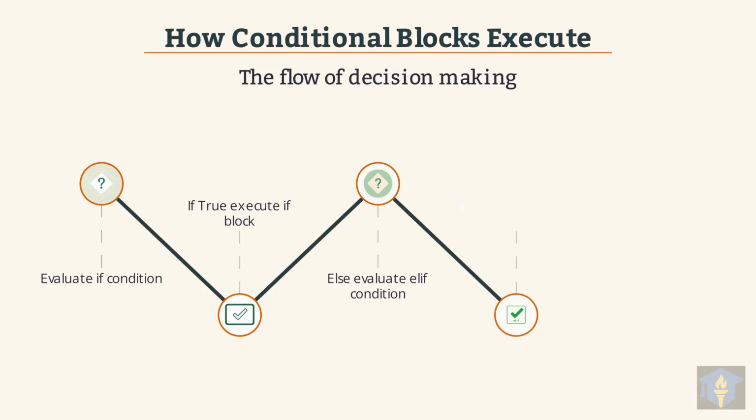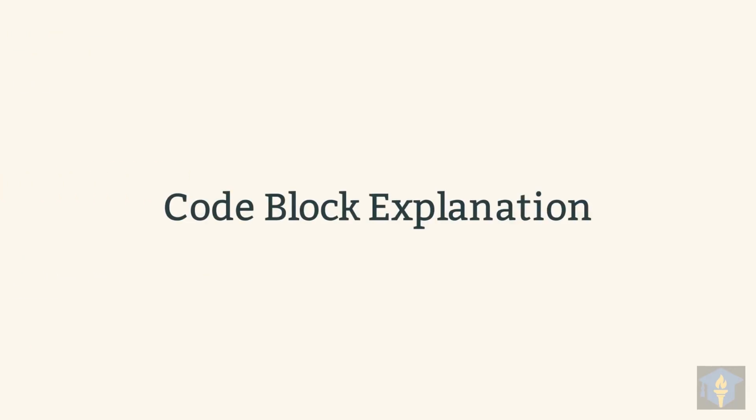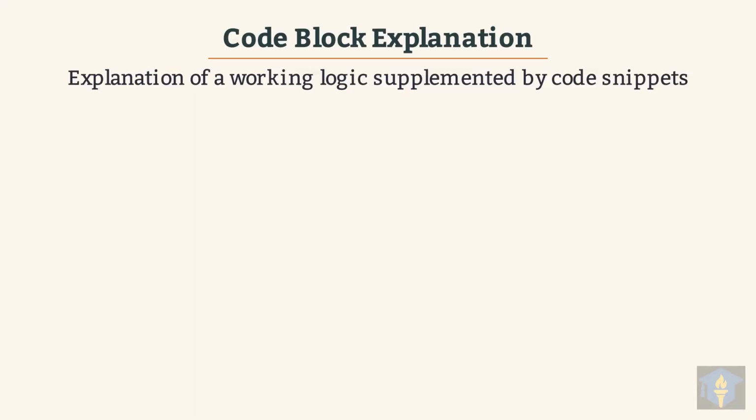If that elif condition is true, its corresponding block executes, and any subsequent else is ignored. If all preceding if and elif conditions were false, then the else block is executed as the final fallback. Let's look at some code examples to solidify our understanding of these control structures in action. These snippets demonstrate the working logic, providing practical context for the concepts we've discussed.